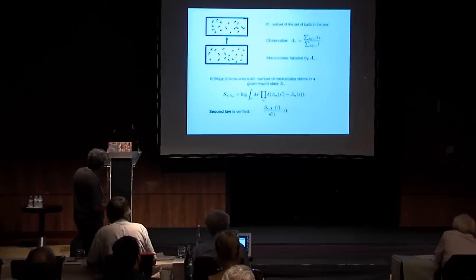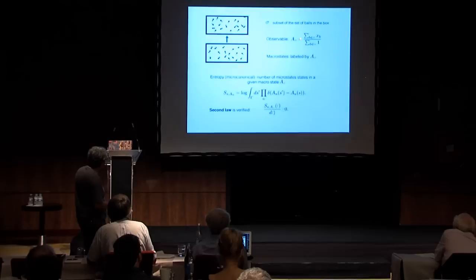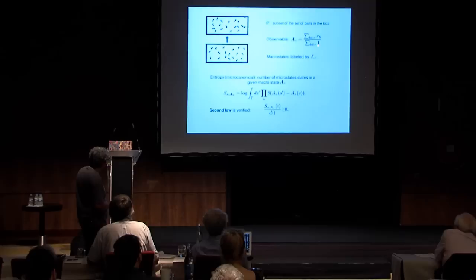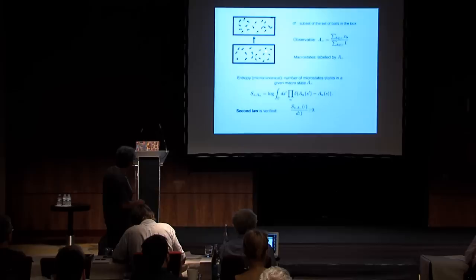Let me characterize this by defining a quantity, which is where they are, the average position. Sigma is a subset of particles, so the sum of their positions normalized by the number of how many they are. And so I have a macroscopic observable, which is where the yellows are. And I notice that there are many more microstates where the macroscopic observable is here than where the macroscopic observable is there. So that's what the brain has done in saying that's the direction of time.